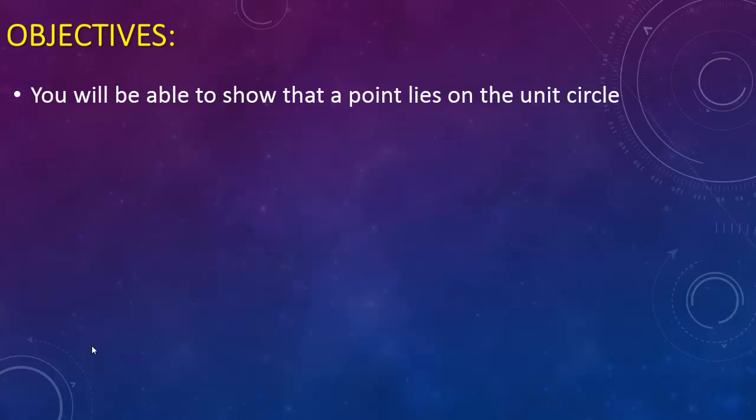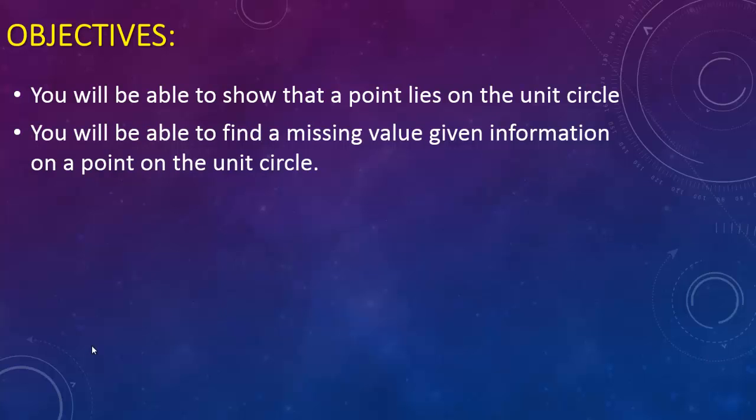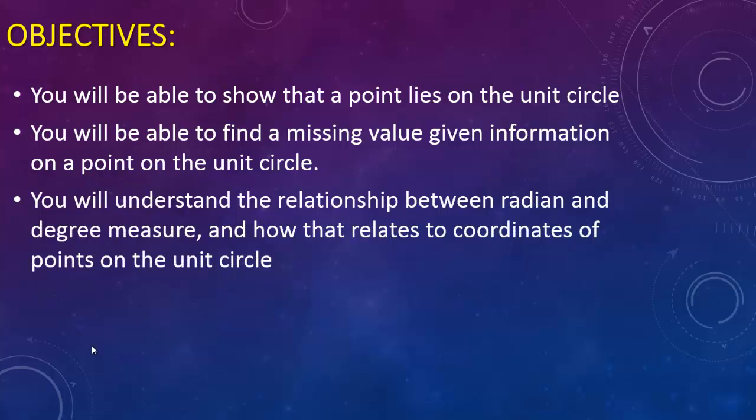Alright, so your objectives, things that you should be able to do by the end of this video or lesson. 1, you will be able to show that a point lies on the unit circle. 2, you will be able to find a missing value given information on a point that's on the unit circle. And last but not least, you will understand the relationship between radian and degree measure and how that relates to coordinates of points on the unit circle.